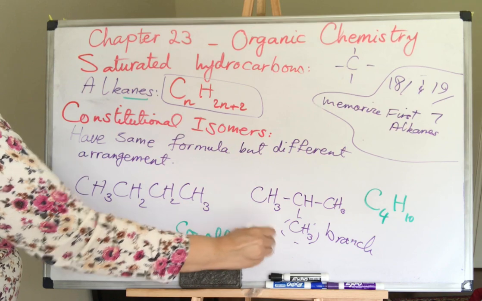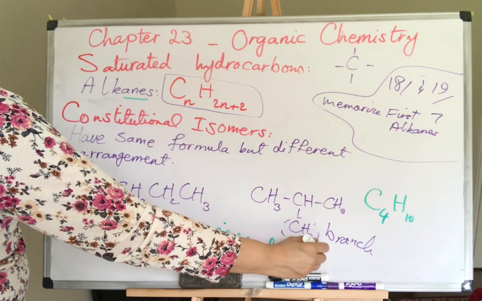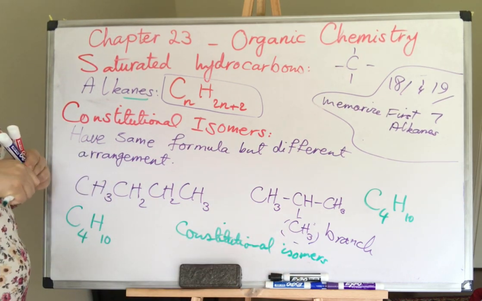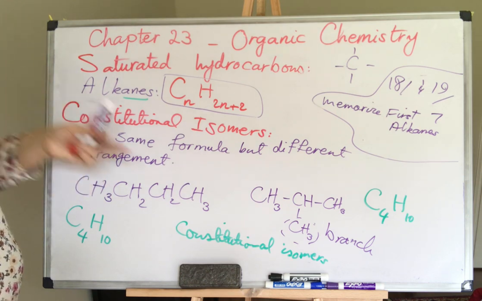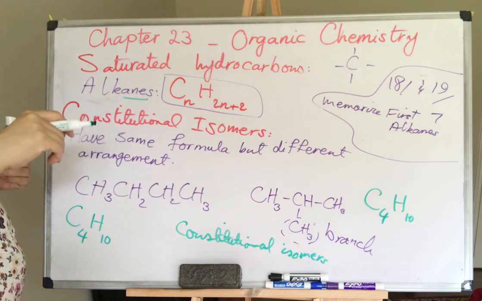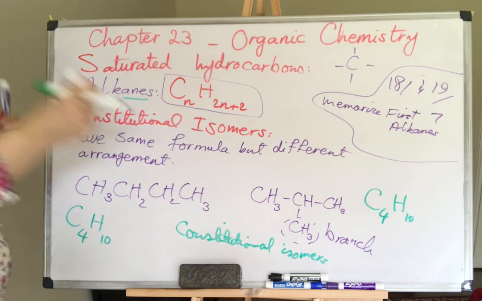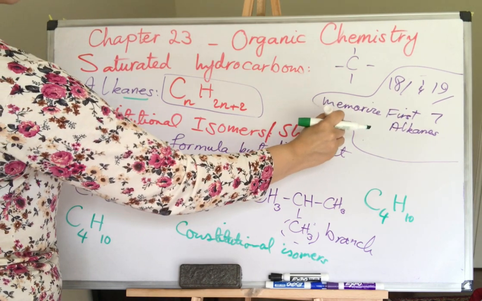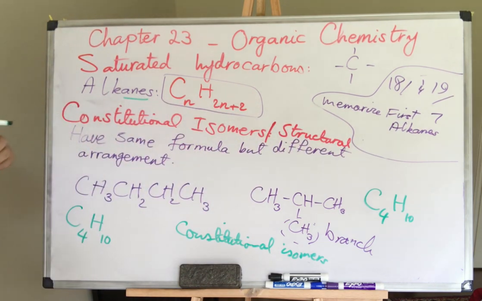Constitutional isomers. Isomers are compounds of the same type, which are a little bit different in the arrangement. Another name for constitutional isomers is structural isomers. So if you see either of them, it should remind you of same formula but different arrangement.